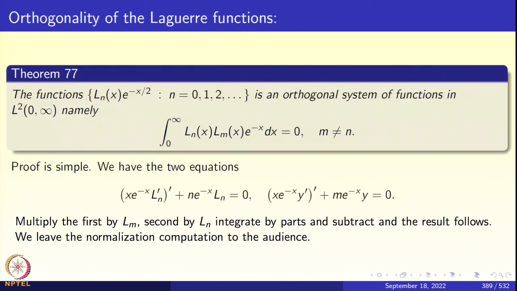And so the Laguerre functions L_n(x) e to the power minus x by 2 form an orthogonal system of functions in L2 of 0 to infinity, namely the integral from 0 to infinity of L_n(x) L_m(x) e to the power minus x dx is 0 if m is not equal to n. The proof is simple. It's exactly what we did before. You write down the two differential equations satisfied by L_n and L_m, multiply the first by L_n, the second by L_m, integrate by parts, subtract, and there you go. The result follows easily. We have seen this kind of argument quite a few times in the past.